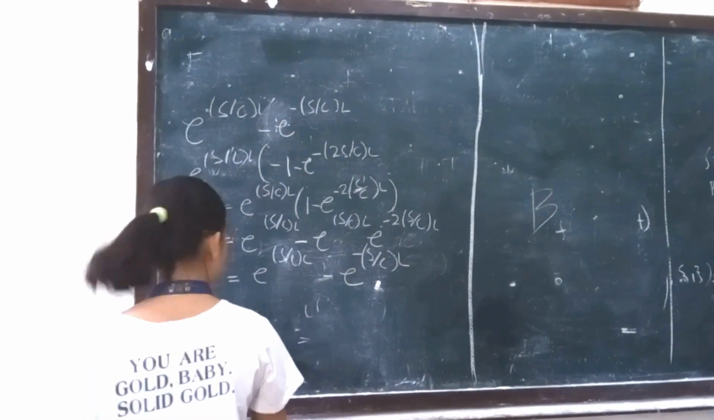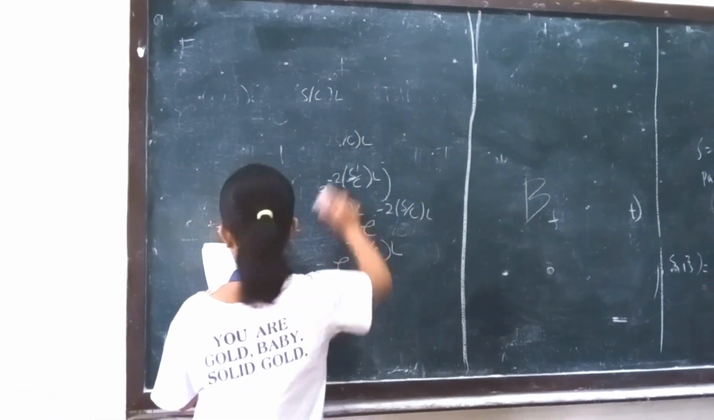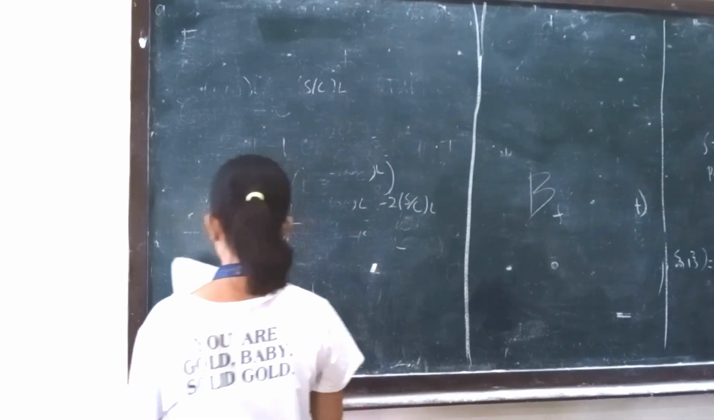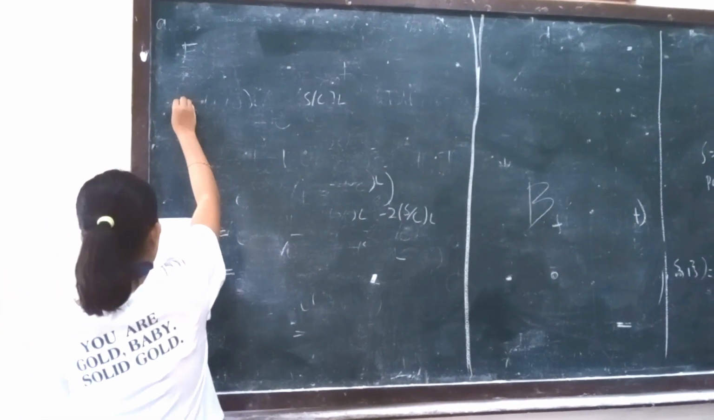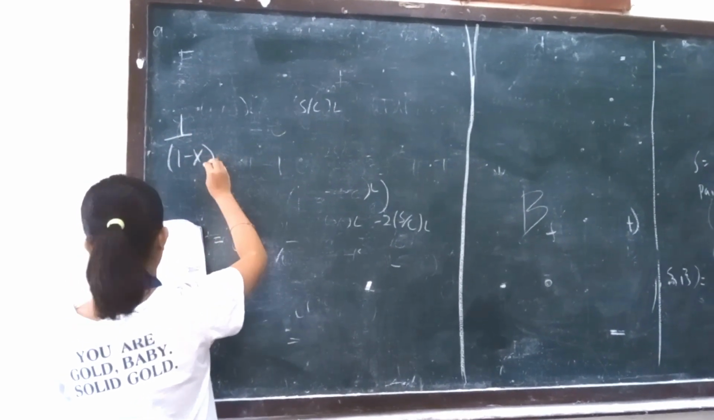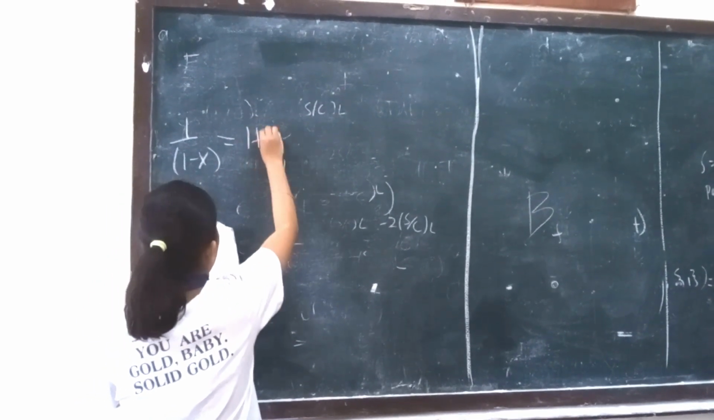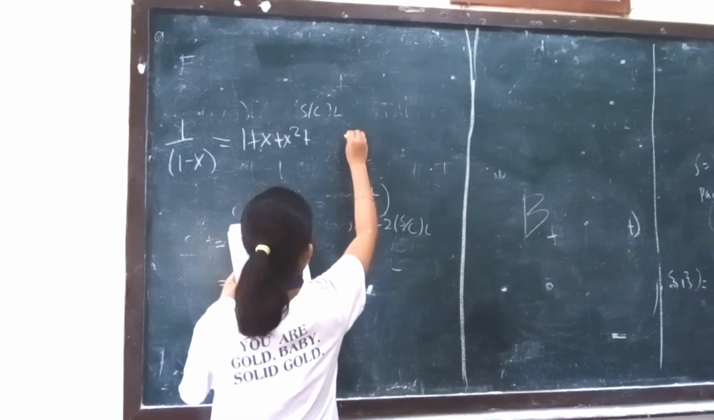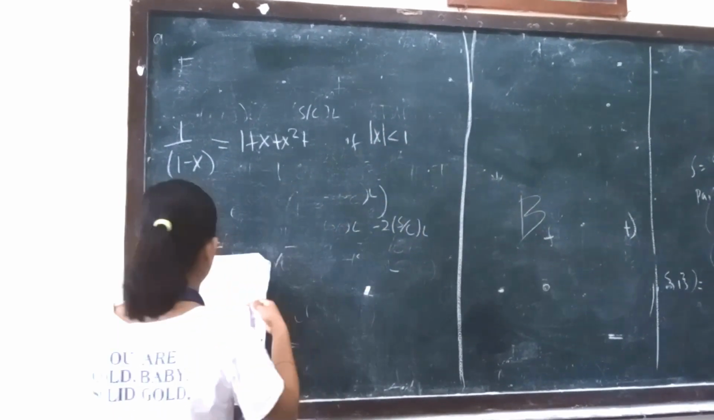However, due to the denominator, this cannot be analyzed in a simple way. Instead we can introduce a finite and infinite series of exponentials based on the geometric series. So the geometric series: 1 over 1 minus x equals 1 plus x plus x squared plus and so on, if the absolute value of x is less than 1.